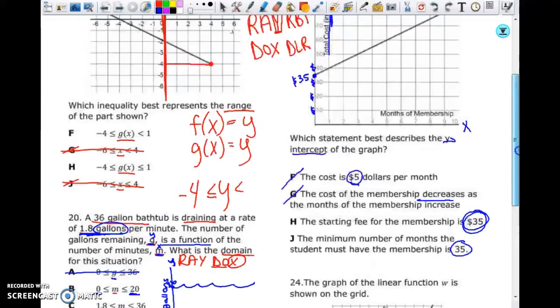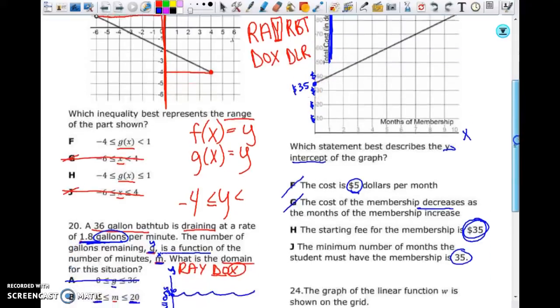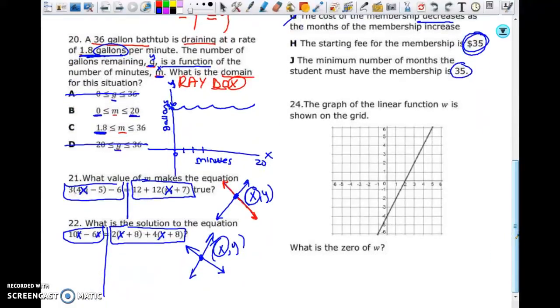So remember, always pay attention to what the Y is actually talking about. So what should the number look like? What does the y-intercept represent? And then the very last one, number 24, the graph of the linear function W is shown on the grid. What is the zero of W?